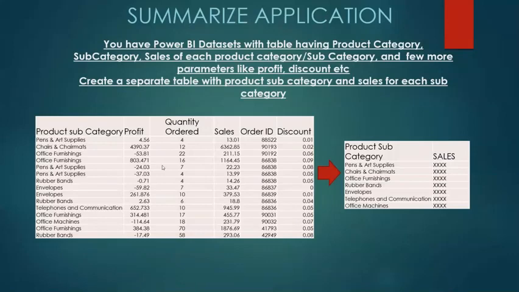For example, here this is your main table, and we have many columns, like product subcategory, profit, quantity, order sales, order ID, discount. Now, if you want to create another table where you want only product subcategory and sales to be displayed, how are you going to do that? You have to use the summarize function. So straight away I'll go to the Power BI desktop and I will show you how we can achieve this.